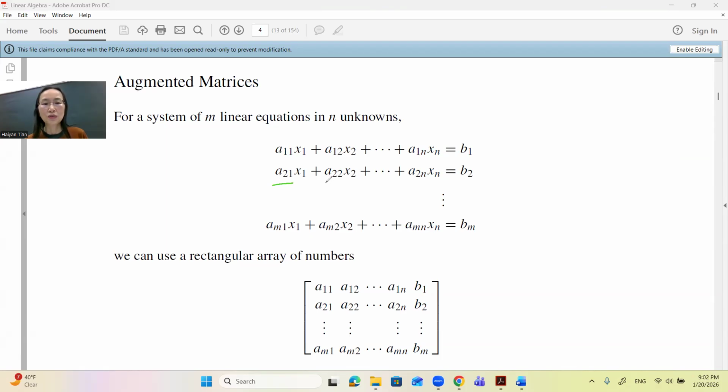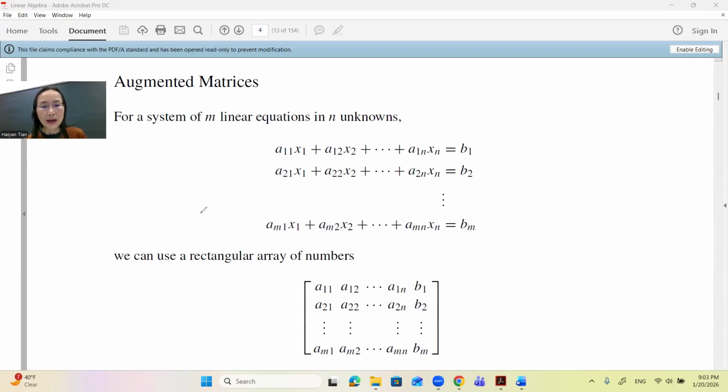So this A21, A22, A2n, those are the coefficients of the n variables in the second equation of the system. So add a 2, B2. That's the right-hand side of the second equation. And a total of m equations. Let's assume we have a total of m equations.